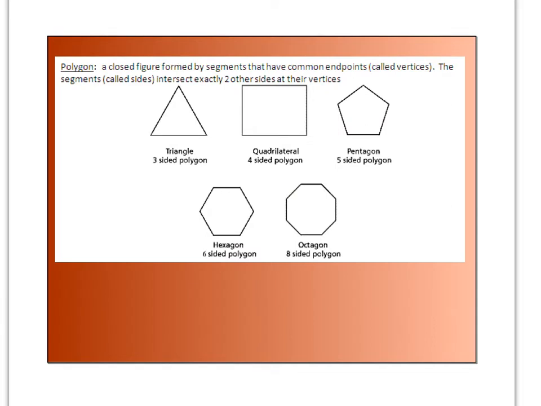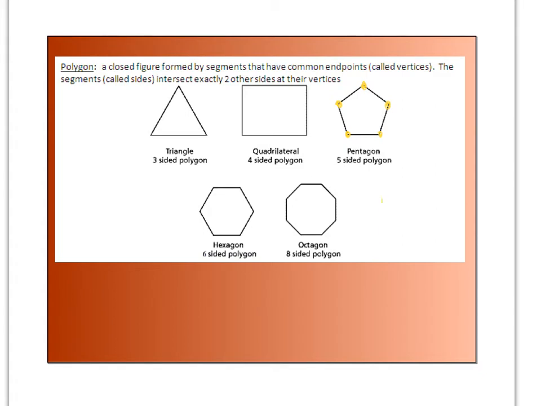I also wanted to remind you what polygons are, because this word comes up quite a bit in this section. A polygon is a closed figure. It's formed by segments that have common endpoints called vertices. Remember, for instance, on this pentagon, this corner, this corner, this corner, these are vertices. And if you have one, it's a vertex. If you have many, it's vertices.